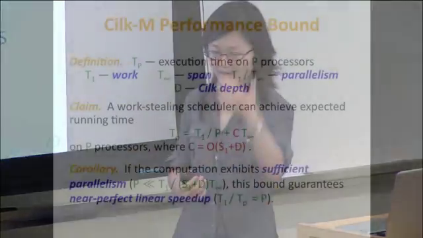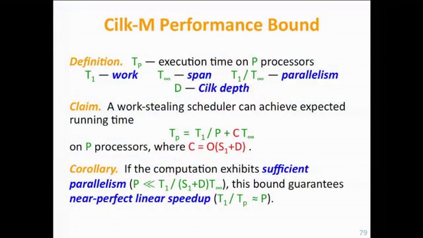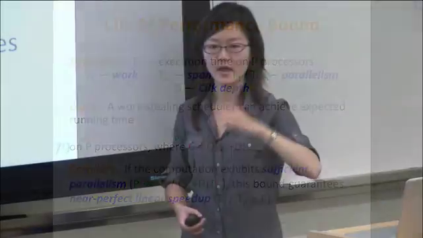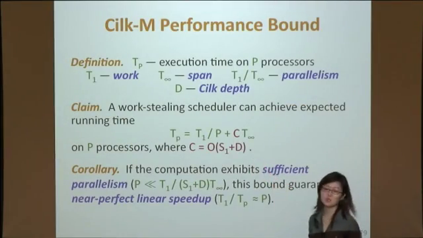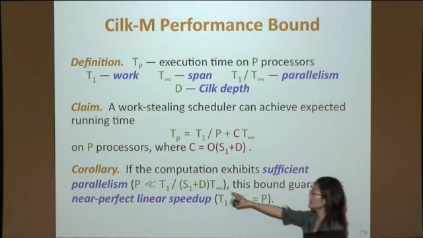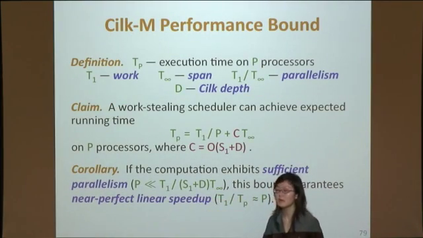But using the Cilk-M-based cactus stack, every time you have a successful steal, you have to advance the stack pointer, and you have to do the page mapping. In the worst case, you have to map S1 plus D number of pages. That's why the C term is no longer a constant, but rather a function growing with S1 plus D. But as I said, the worst case scenario rarely happens in practice. And what the corollary says is that now you need a bit more parallelism, meaning you have this additional term here, in order to get near-perfect linear speedup.